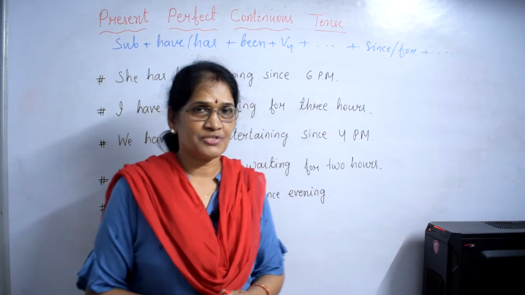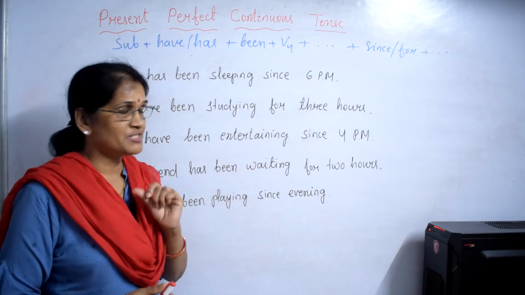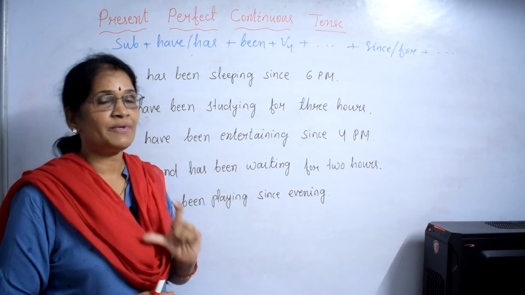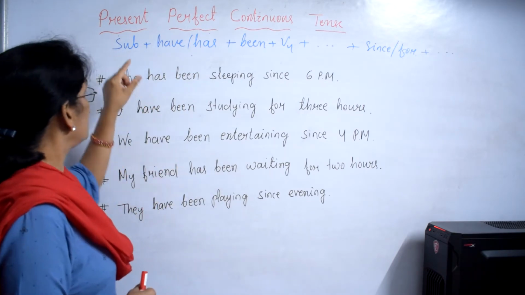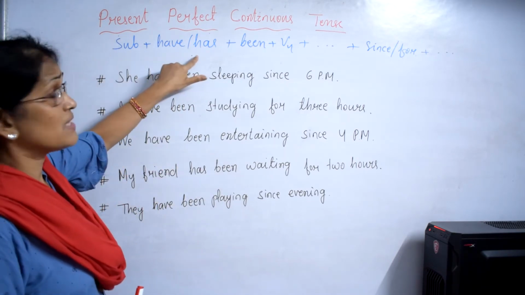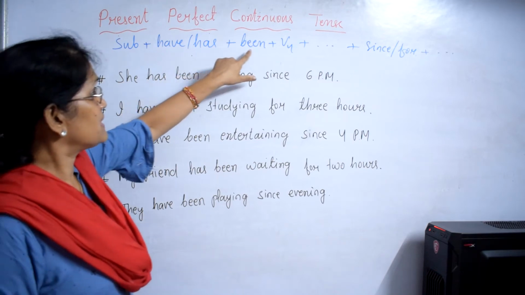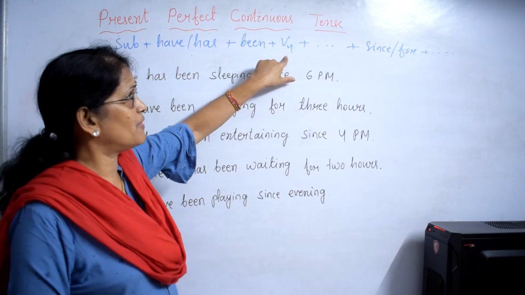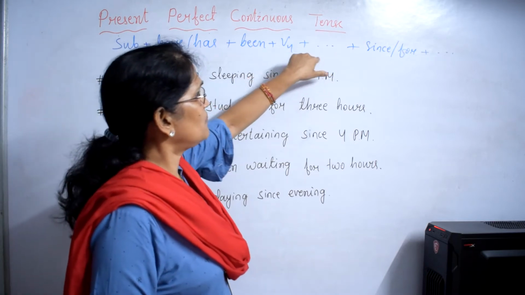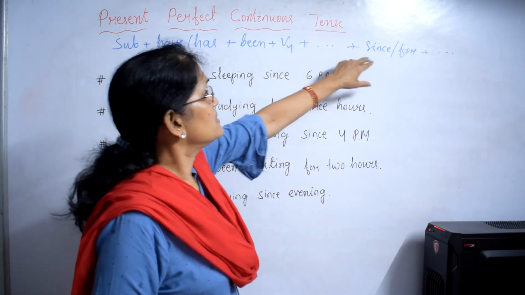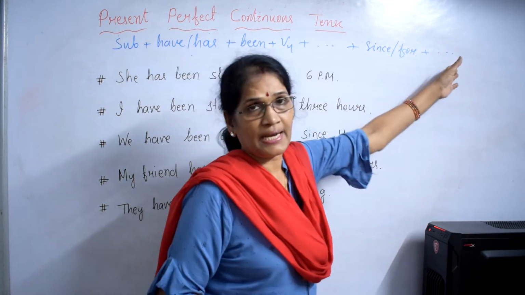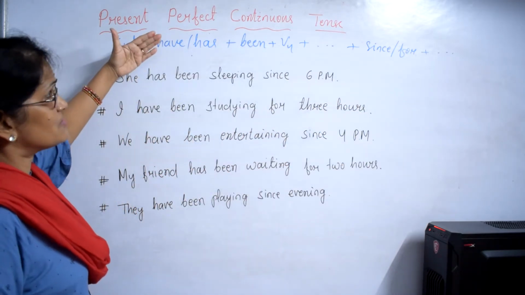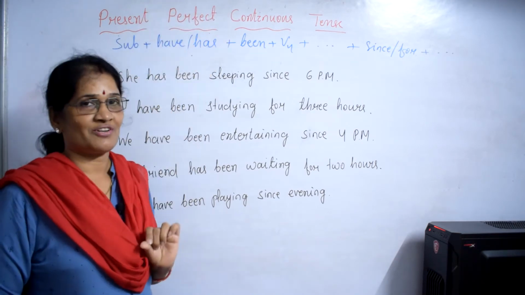Let's see how to construct present perfect continuous sentence. At first I am going to say the structure of a present perfect continuous. Subject plus have or has plus been plus verb for means ing form of verb. Then here one adverb or noun comes, since or for, then time. Right? So as the title, so the structure.